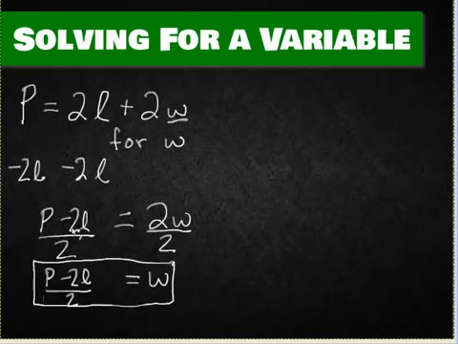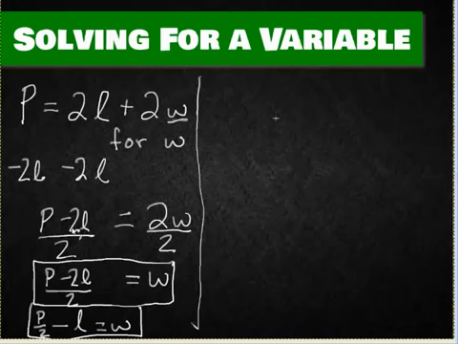Now we could get a little fancy and divide each of these by 2. The only reason I might do that is because I see I have a 2L up on top. So if I did that, P divided by 2 minus 2L divided by 2 is just L. This is a different, completely equivalent formula solved for W. Either one of these is just fine.